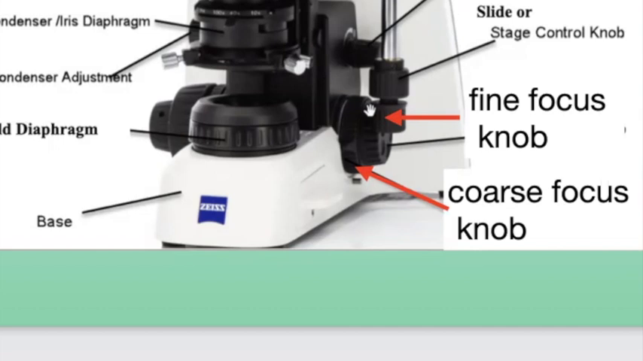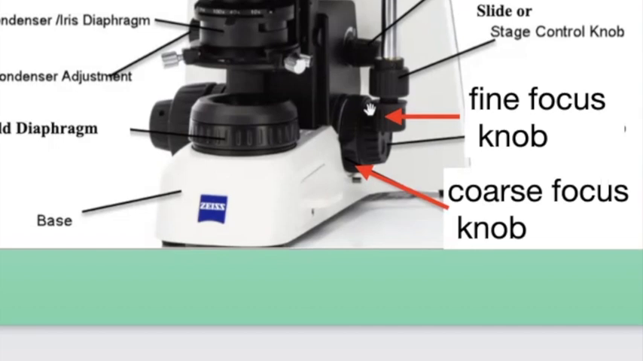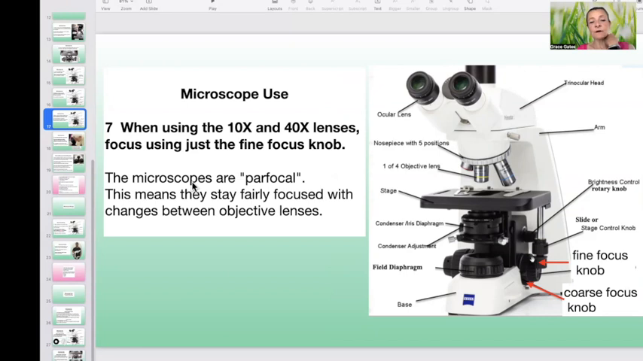Now, when you're changing to the 10x and the 40x lenses, focus using just the fine focus knob. You do not touch the coarse focus knob anymore. This is a great feature of these microscopes. Once you have them focused at 4x, they're going to be focused almost completely at 10x and 40x. You just need to fine tune with the fine focus knob. And when microscopes are like that, they're called parfocal. So we're lucky we have nice microscopes that are parfocal.